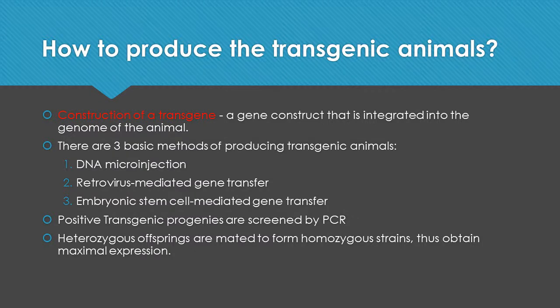So the real question is how you can produce these transgenic animals. Of course, by construction of a transgene to be inserted into the genome of the animal. Here are the three methods to produce the transgenic animal. First, DNA microinjection, second, retrovirus-mediated gene transfer, and third, embryonic stem cell-mediated gene transfer. I will explain each method after this.